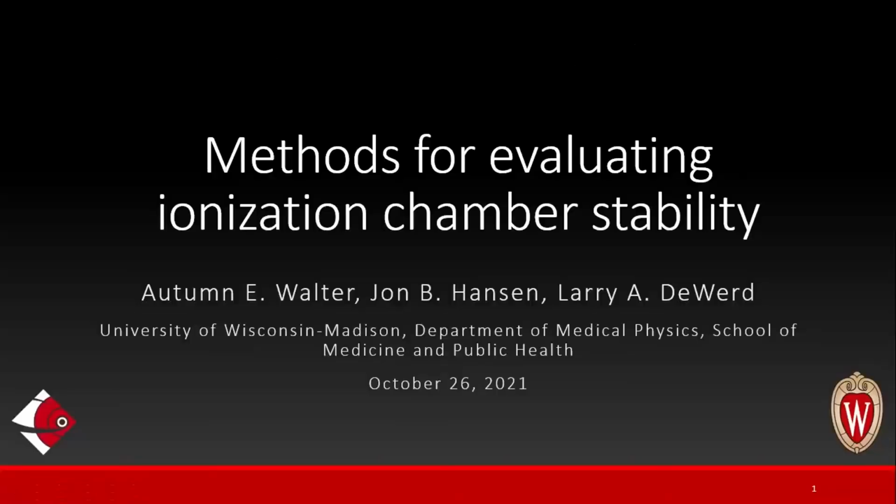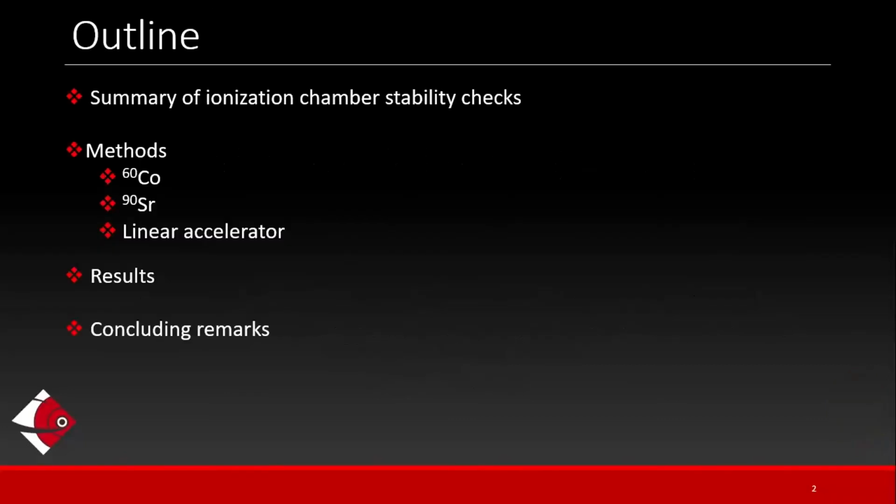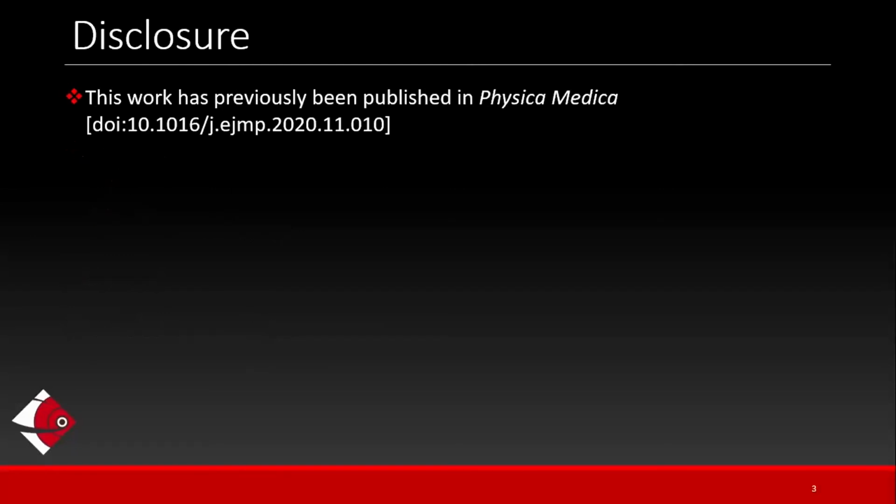Thank you, Larry. So like he mentioned, I'll be talking about some different methods for evaluating ionization chamber stability that we performed at the UW-MRC. So this is just a brief outline of what I'll be talking about. A lot of the summary will be the same as what Larry just mentioned. Go through some of our methods that we did at the UW-MRC, comparing Cobalt-60, Strontium-90, and the linear accelerator, and then highlight some results and conclusions. I'd just like to disclose this work has previously been published in Physica Medica, as mentioned.